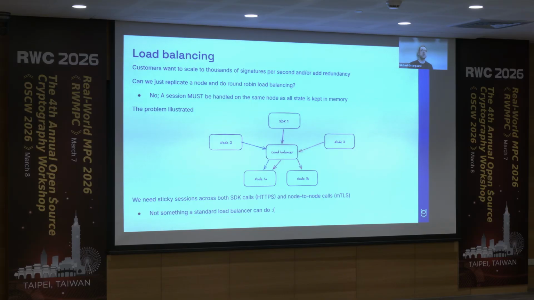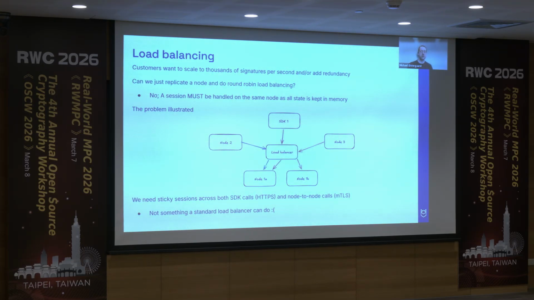For one instance, the executor can track a lot of sessions, but at some point you want to have higher throughput than a single node can support. We have customers wanting to scale to thousands of signatures per second, and or they want redundancy, so they always ask for load balancing. Can we just replicate one node and do round robin when all requests come in? The answer is, unfortunately, no, because sessions are stored in memory on a node, and we basically need all connections to go to the same node.